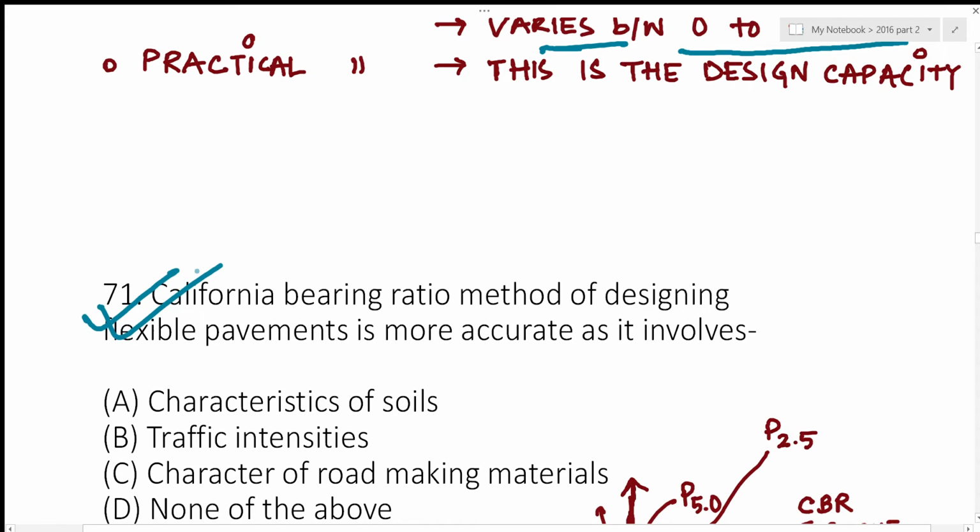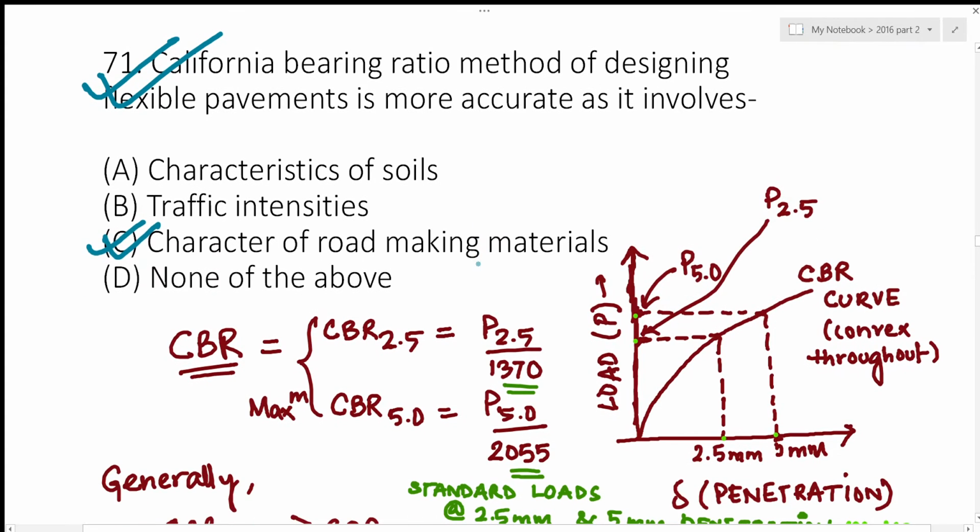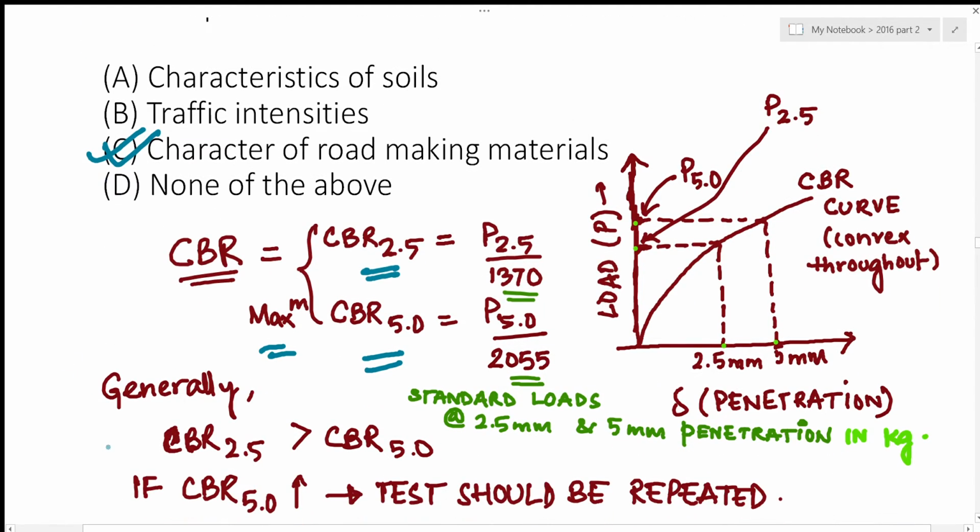The answer for this question would be character of road making materials, because it involves the characteristics of road making materials. Also, there are a few particular things that you need to know about the CBR method. CBR value is actually the maximum of the CBR at 2.5 millimeter penetration and the CBR at 5 millimeter penetration. Generally, CBR 2.5 is greater than CBR 5. So if the CBR 5 is greater, then the test should be repeated again.